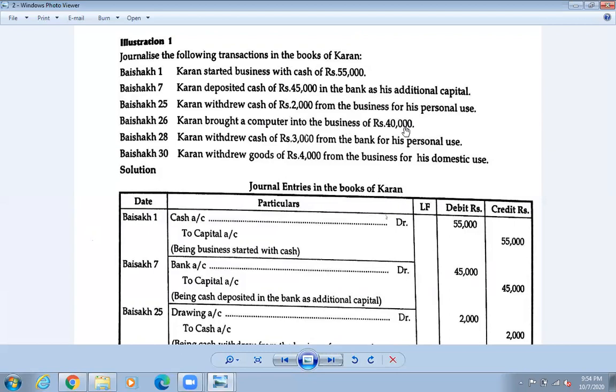Capital is credit. So capital is going to be credit over here. Whenever you make an investment, that is the credit. So capital is going to be credit on this side. So 40,000 rupees computer is coming inside the business.